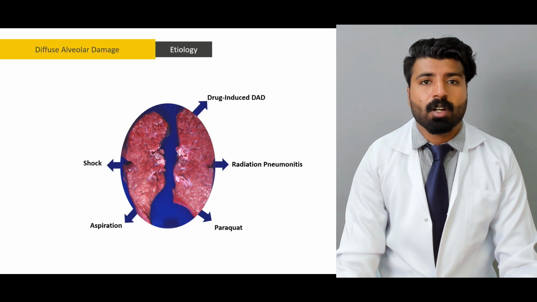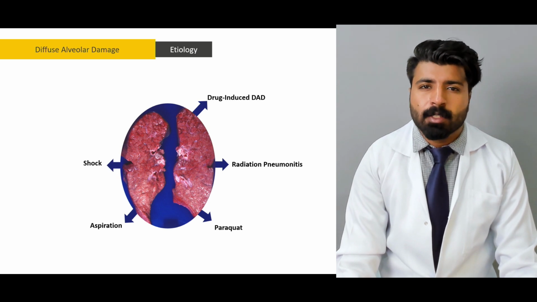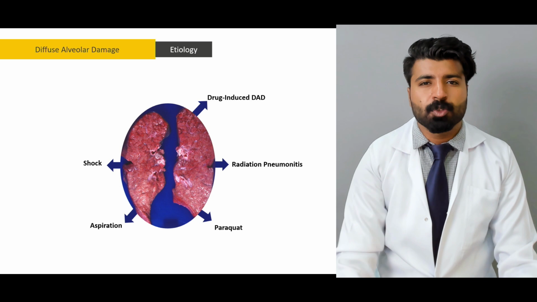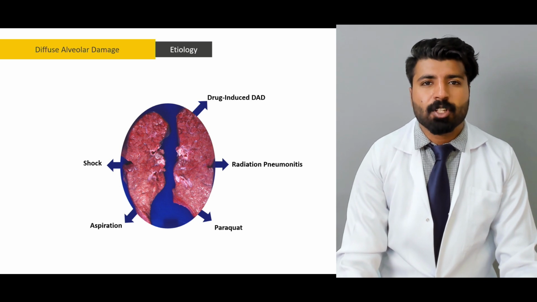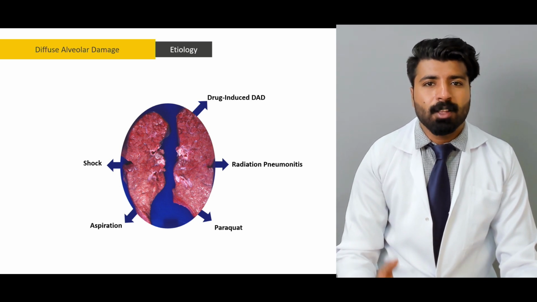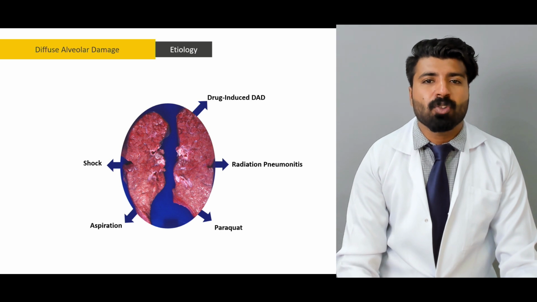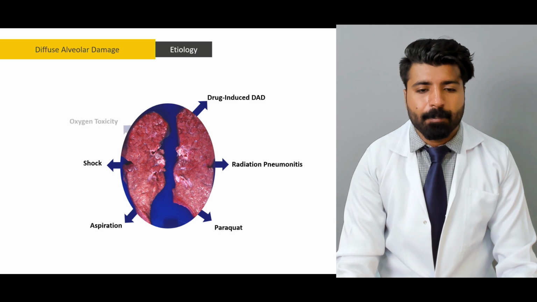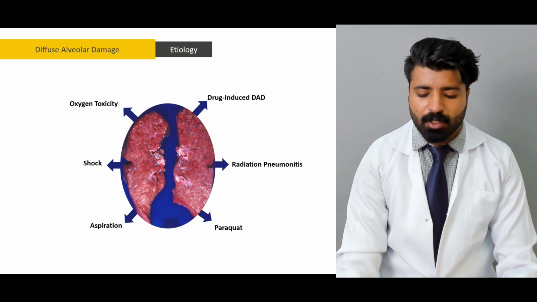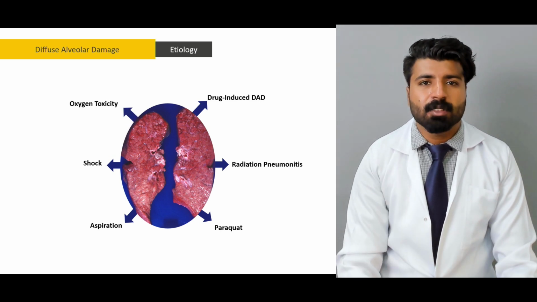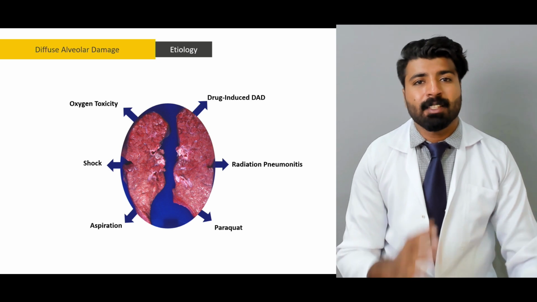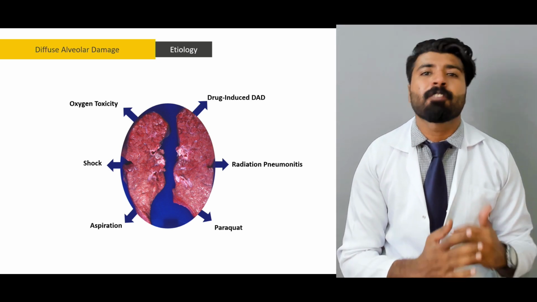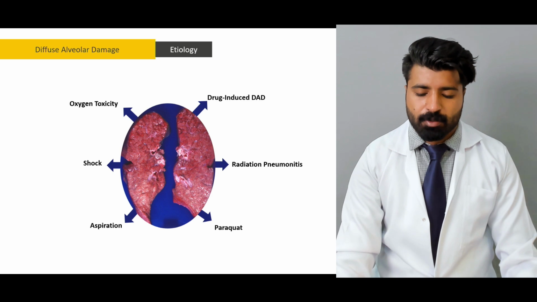Next one, we have shock. Which shock do you think is going to be responsible for diffuse alveolar damage? Septic shock. Because of all the infection present, septic shock is going to be the major cause of diffuse alveolar damage. Next one, we have oxygen toxicity. So all of these factors are going to affect the lungs in such a manner that the patient will get diffuse alveolar damage.